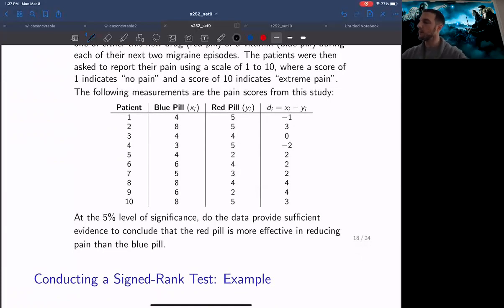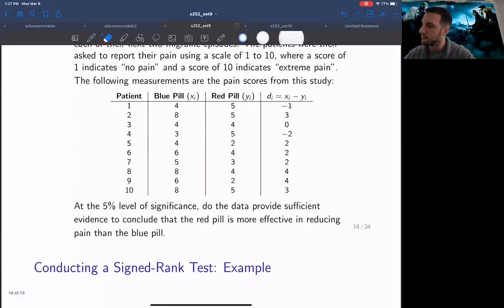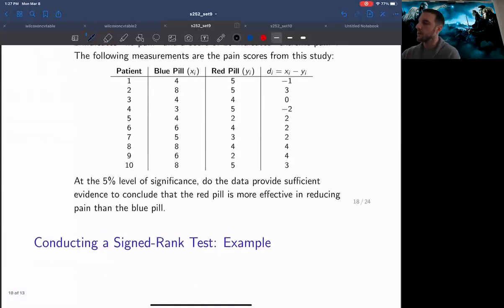Okay, so the way that this is going to work out, the first thing that we want to do is make sure that we clearly understand how we are measuring the pain tolerance and how we are measuring the difference. So pain is rated on a scale from 1 to 10. 1 is minimal pain, 10 is extreme pain. So the higher the numbers, the more pain you are experiencing. We want to know if there is evidence that the red pill is more effective in reducing pain than the blue pill.